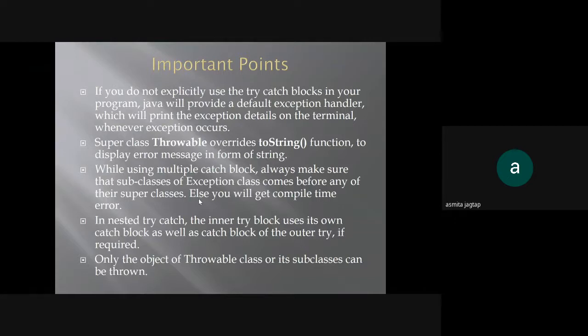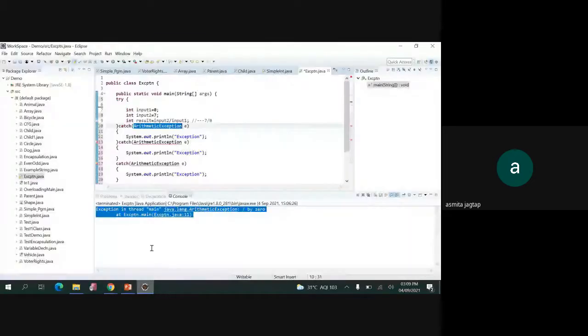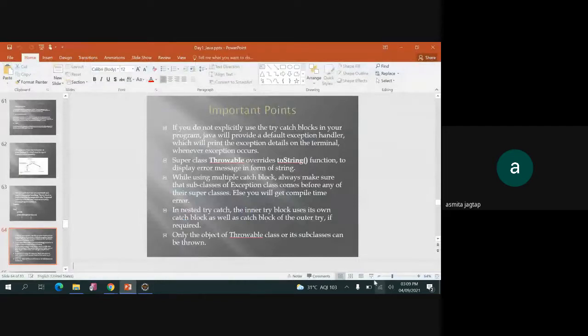In the nested try catch, the inner try block uses its own catch block as well as the catch block of the outer try. Means inside we can do the nested try block. Inside this try we can write one more try and catch block, but when we write any try block inside this try, we must write the catch block because try always comes with catch. So this upper try block can use this nested catch block as well as the outer catch block. Okay, that is explained here.